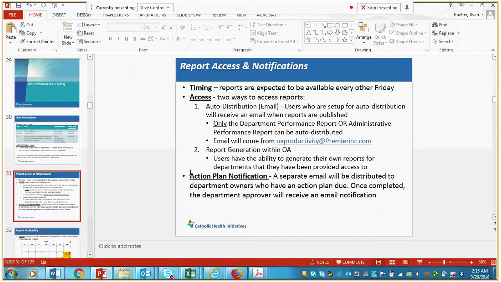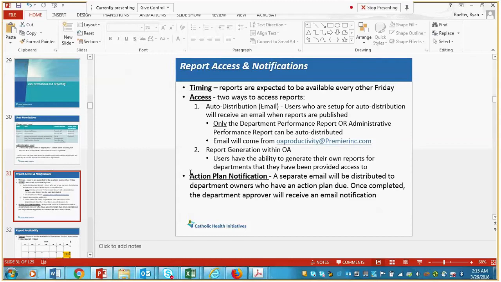Reports are expected to be available every other Friday. We didn't hit this the last time around just because of all the training that was occurring, but I would expect that these reports would go out on time. Actually, in Roseburg, we did hit things on time. I would expect over the next pay period or two, you'll start getting these pretty consistently every other Friday.